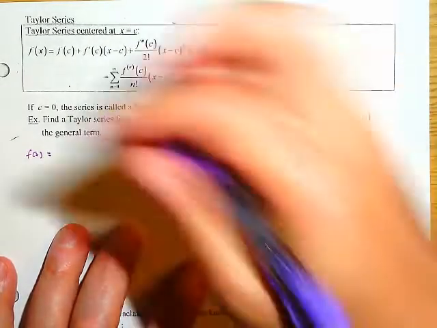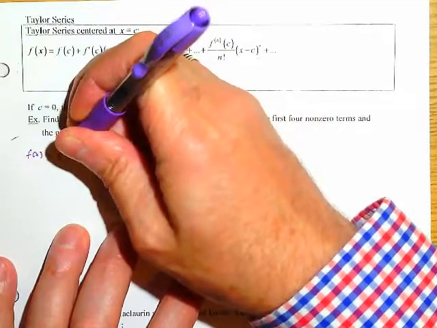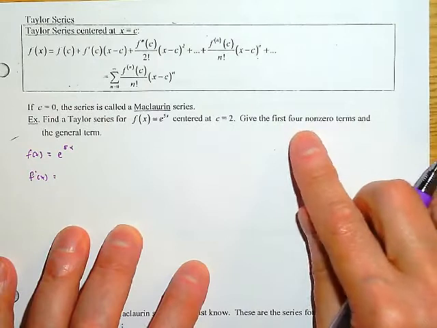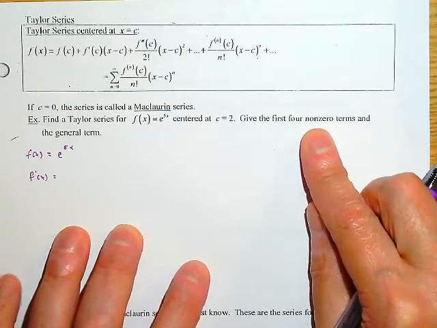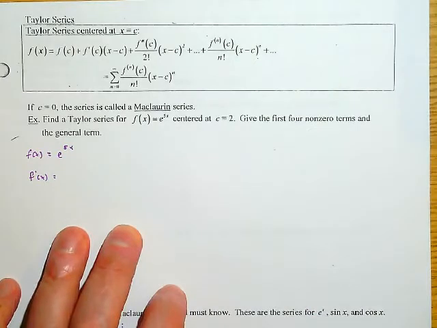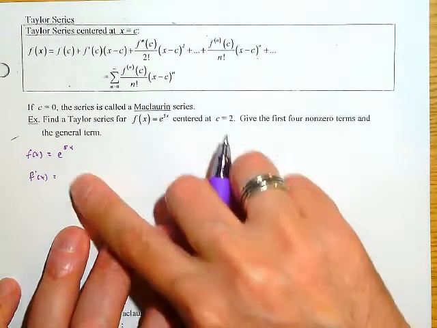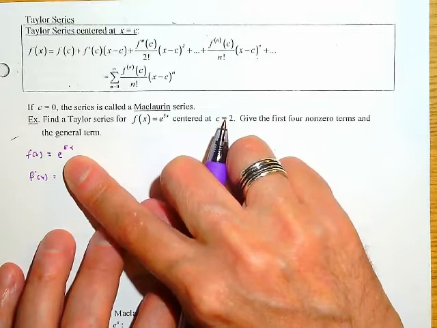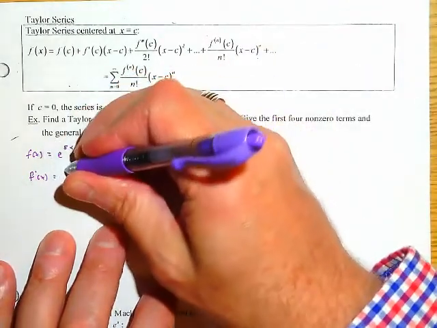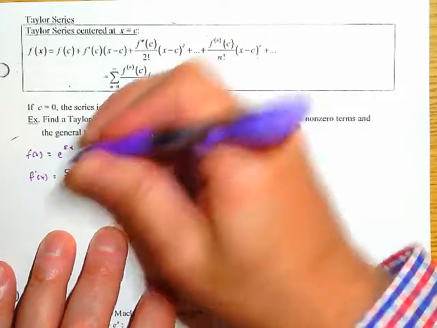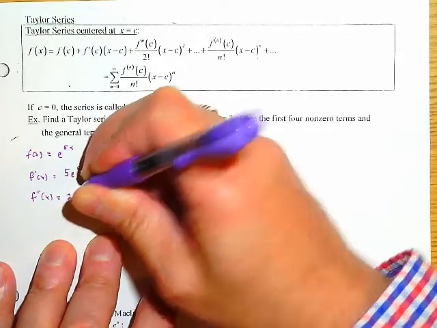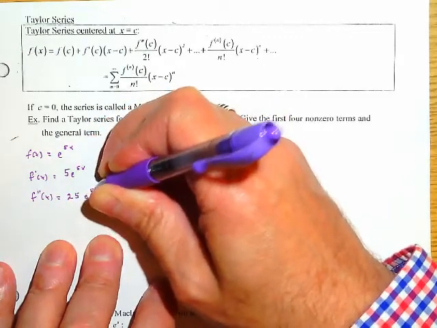We're talking about e to the 5x, so e to the 5x. And then I need a bunch of derivatives here, and I'll know when to stop when I have the first 4 non-zero terms. So what's the derivative of e to the 5x? Well, e to the x is e to the x derivative, but e to the 5x is going to be 5 e to the 5x. The second derivative then, 25 e to the 5x.